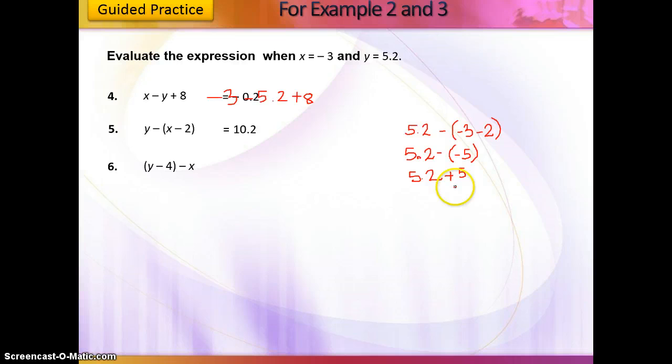Number 6, y minus the quantity 4 minus x. So substitute 5.2 minus, the quantity 4 minus negative 3. Okay, so work inside the parentheses first. So 4 minus negative 3, the double negative here becomes a positive, gives me 7. So 5.2 minus 7 gives me negative 1.8.